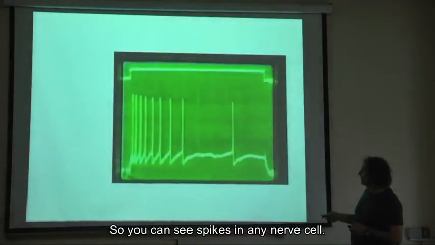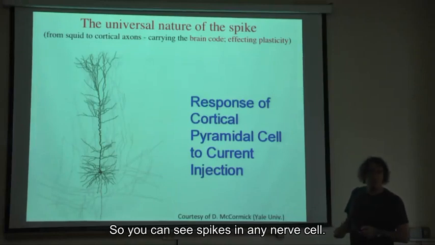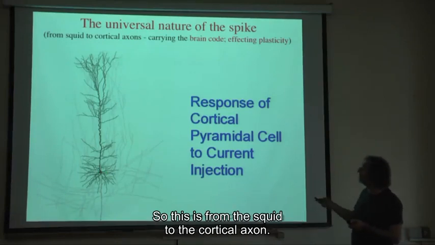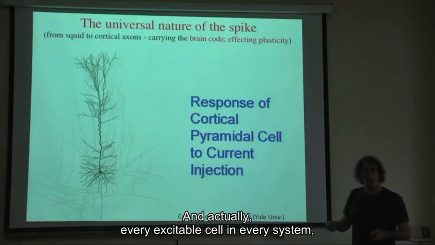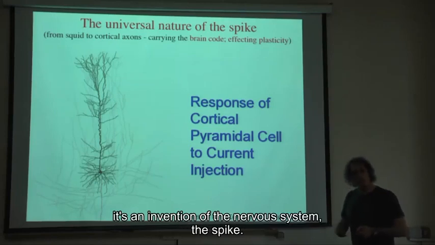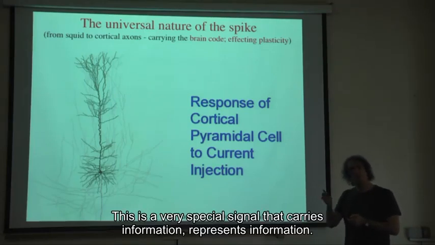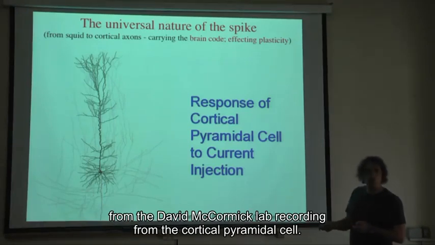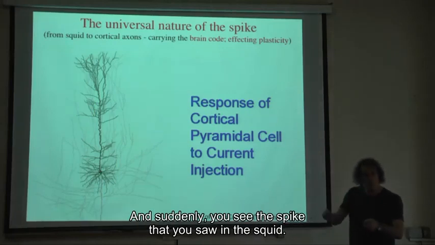So you can see spikes in any cell, in any nerve cell. Let me show you an example of a cortical cell. So this is from the squid to the cortical axon, and actually every excitable cell in every system, it's an invention of the nervous system, the spike. This is a very special signal that carries information, represents information, and you already saw it, but I want to show you another one taken from the David McCormick lab, recording from a cortical pyramidal cell, and suddenly you see the spike that you saw in the squid.